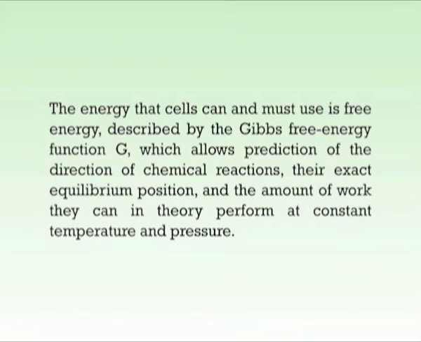So, cells are isothermal systems. They function at essentially constant temperature and also function at constant pressure. Heat flow is not a source of energy for cells because heat can do work only when there is a difference in temperature. The energy that cells can and must use is free energy, described by Gibbs free energy function, G, which allows prediction of the direction of chemical reactions, their exact equilibrium position, and the amount of work they can, in theory, perform at constant temperature and pressure.